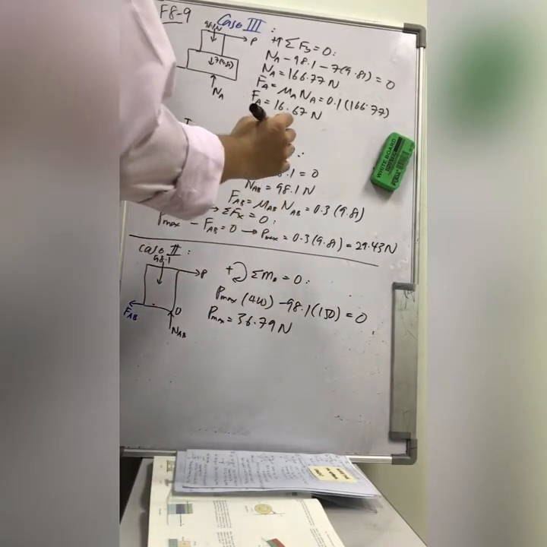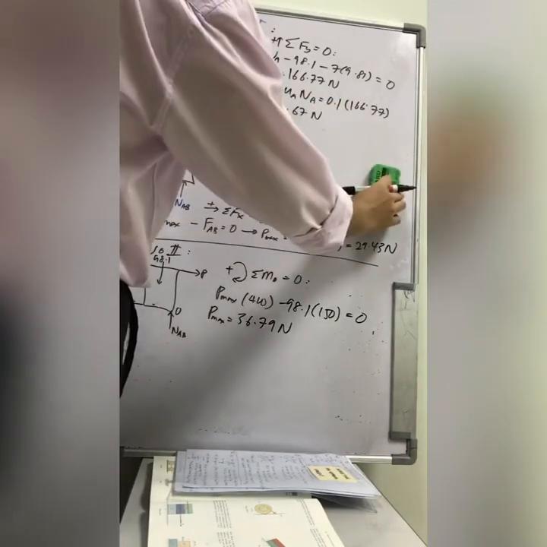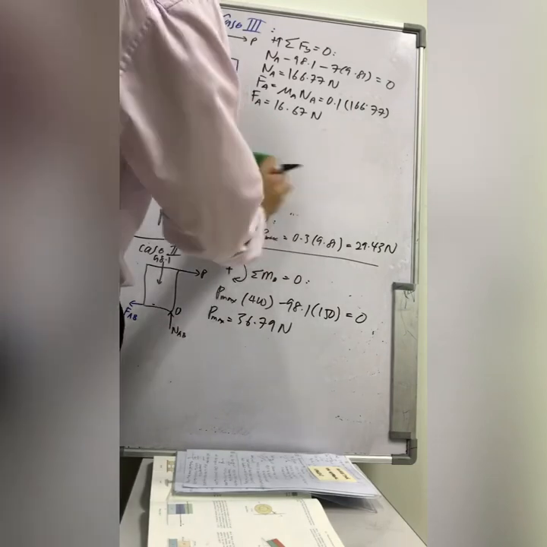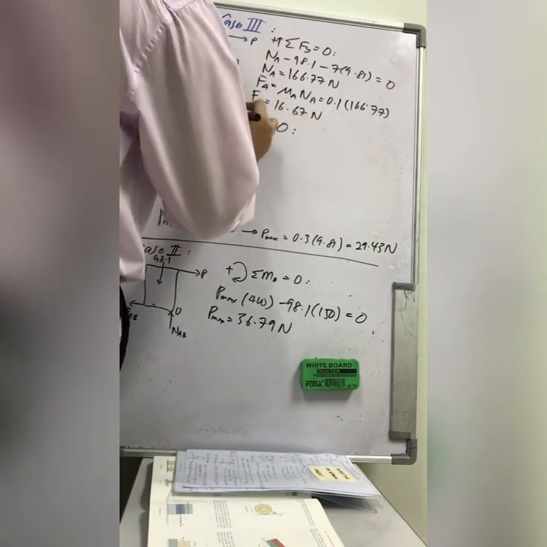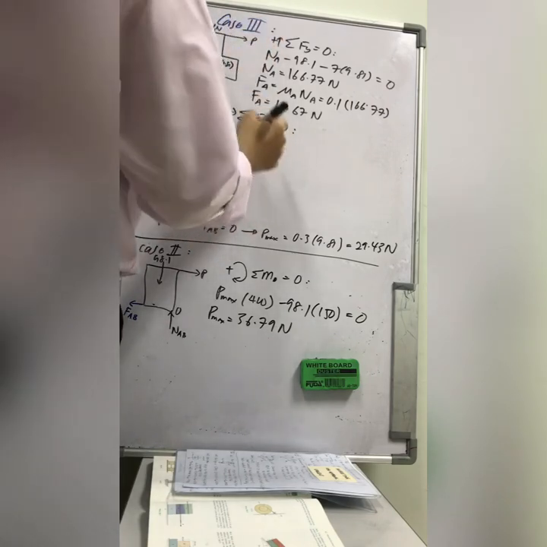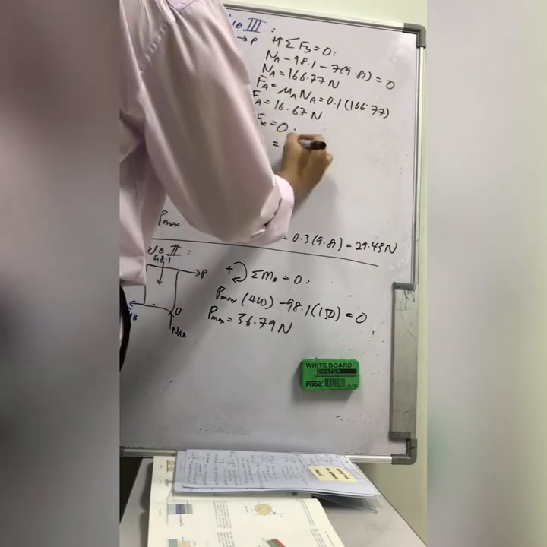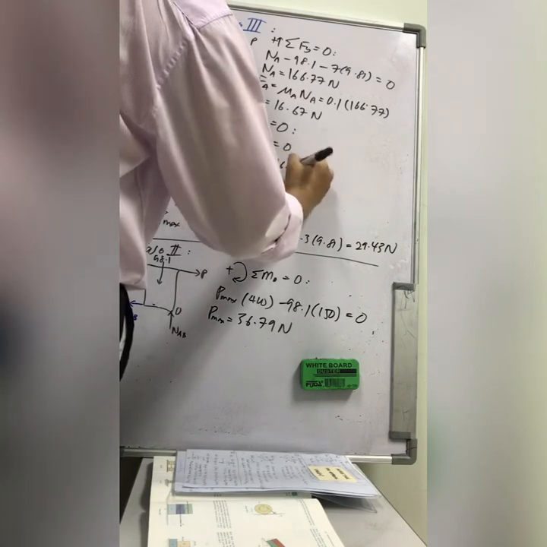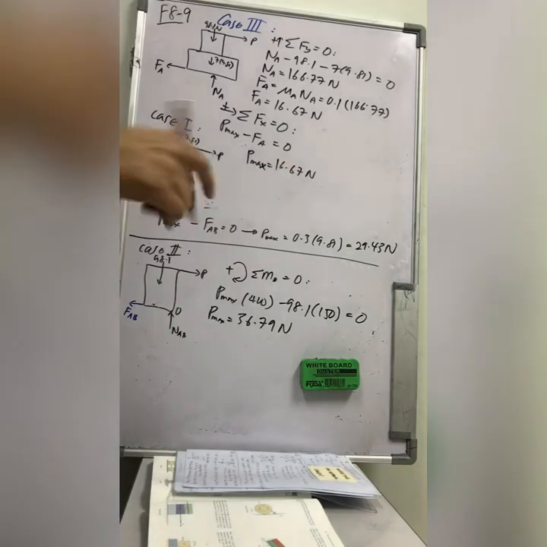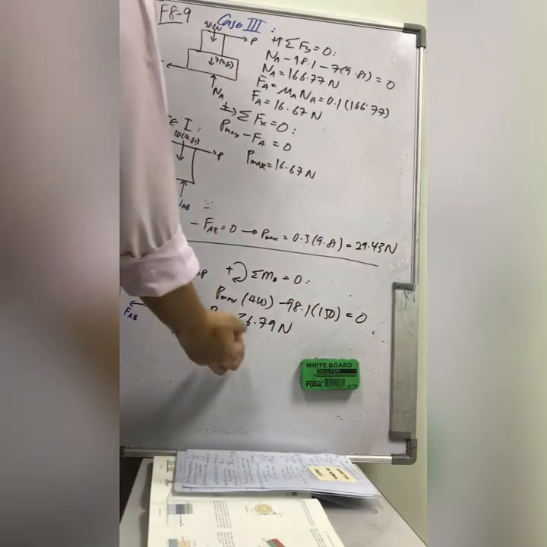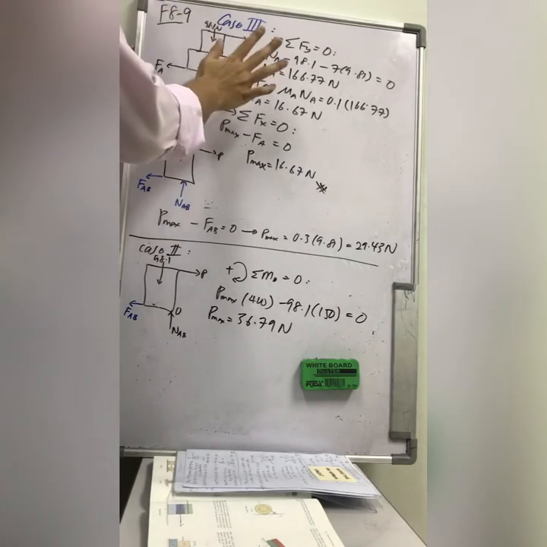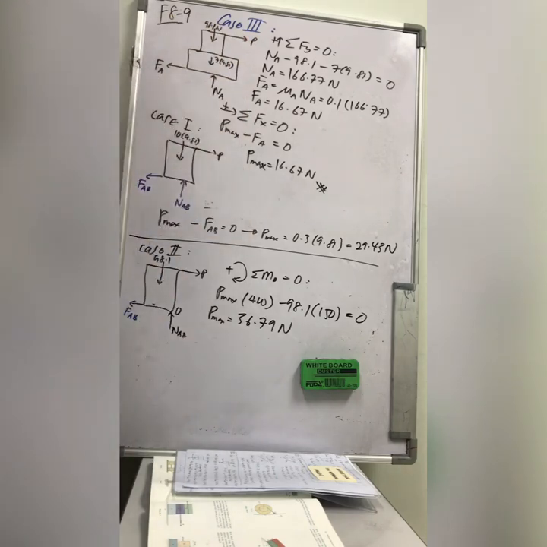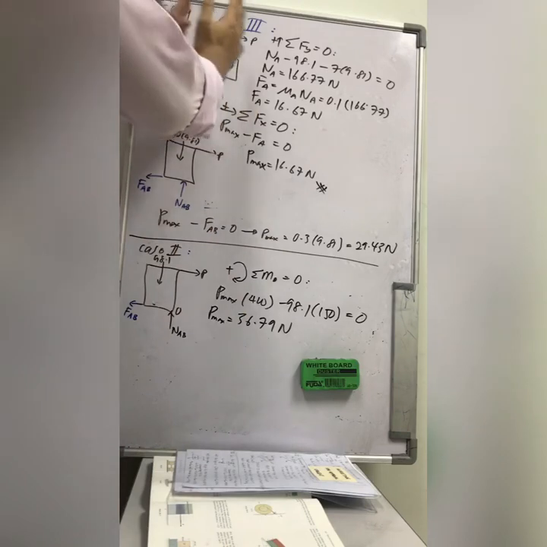Okay, let me erase this. You just need this, P_max. Next, you do the sum of F_x equals 0 because you need this P. So you have P_max minus F_A equals 0, so your P_max equals F_A, which is 16.67. So you see, you have P_max from case 1, 29, P_max from case 2, 36, while P_max for case 3 is 16. So which one is your P_max? It is 16.67. And what kind of motion? Block A moves on the ground together with block B, of course. Block B doesn't slide with respect to A. It moves together with A.